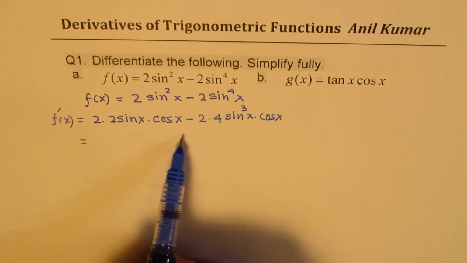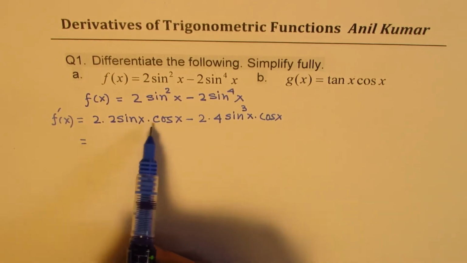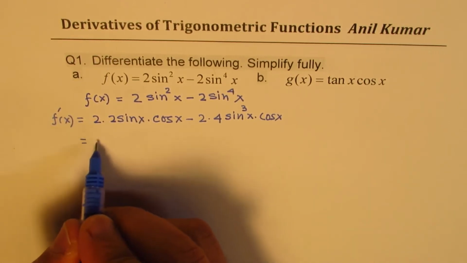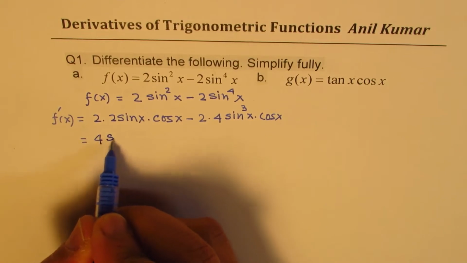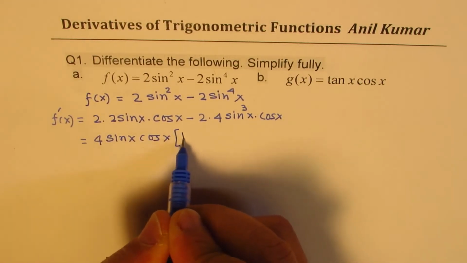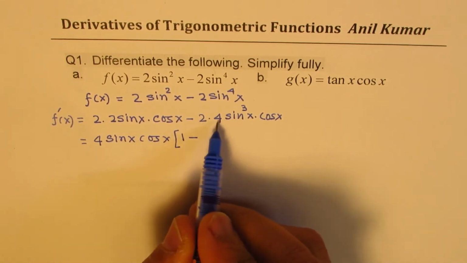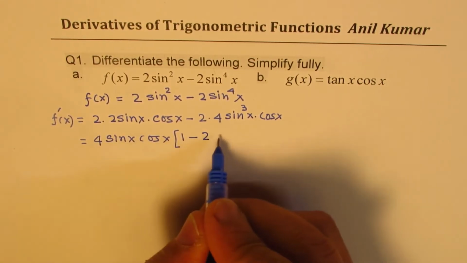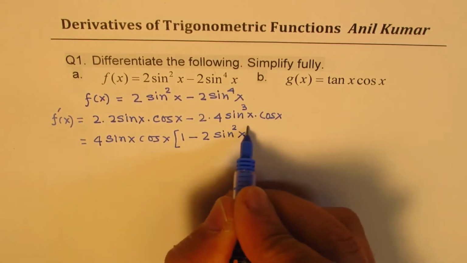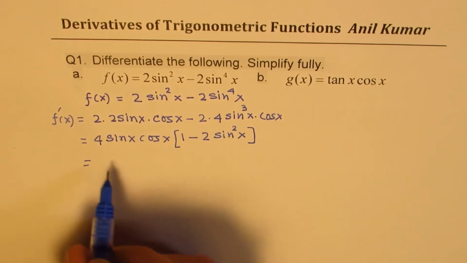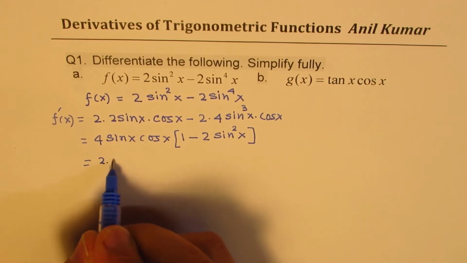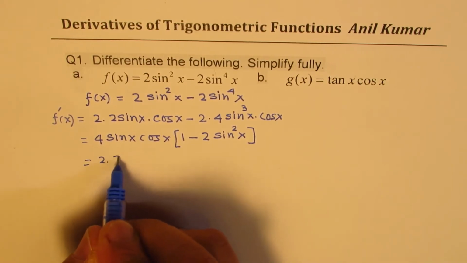So what we will do here, to simplify, is take sine x cos x times 2 as common, right? So we can take 4 also, right? So we can take 4 times sine x cos x as common, and we're left with 1 minus, so we've taken 4 outside, 2 sine square x, right? So cos x has been taken common. Now 2 sine x cos x is sine 2x. So we could write this as 2 times sine, or let me write like this.